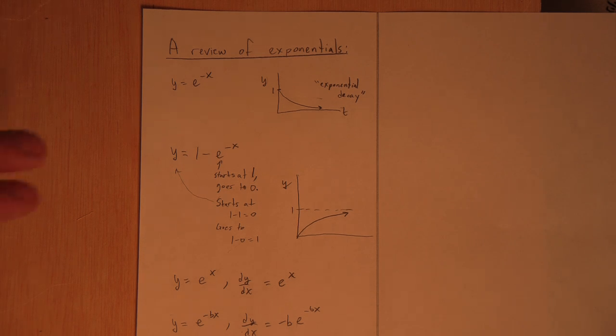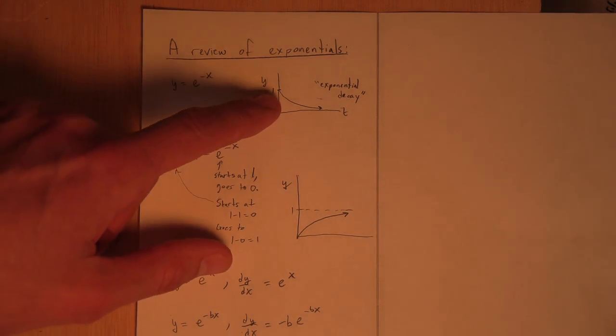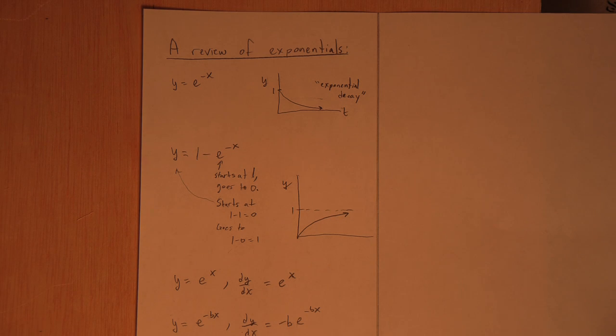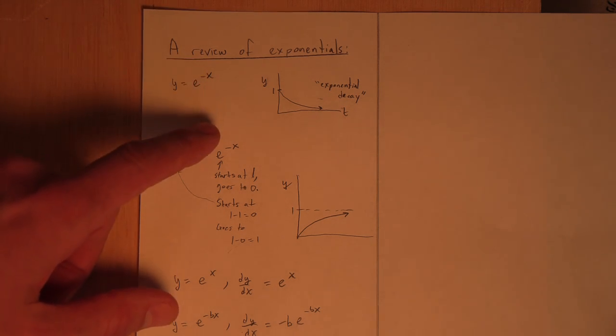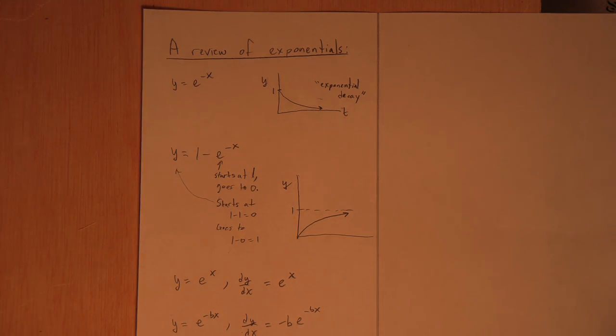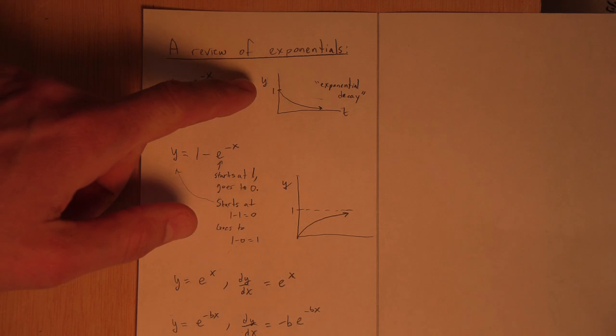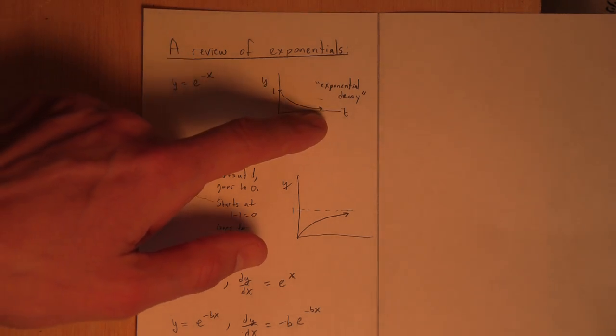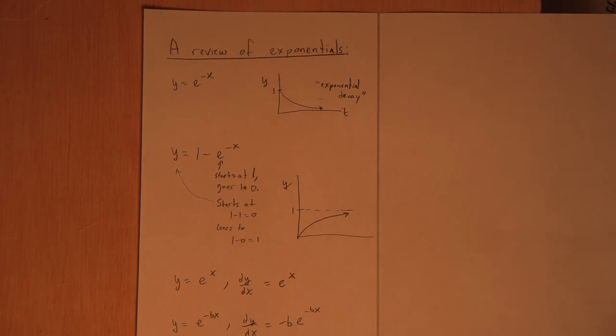So the first thing, we have a simple y equals e to the negative x. If you plug in 0, e to the 0 gives you 1. And as time goes on, we have e down in the denominator. 1 over e to the x is what e to the negative x is. So as x gets bigger, the function y gets smaller and smaller and goes to 0 as x approaches an infinite value. We call this exponential decay.